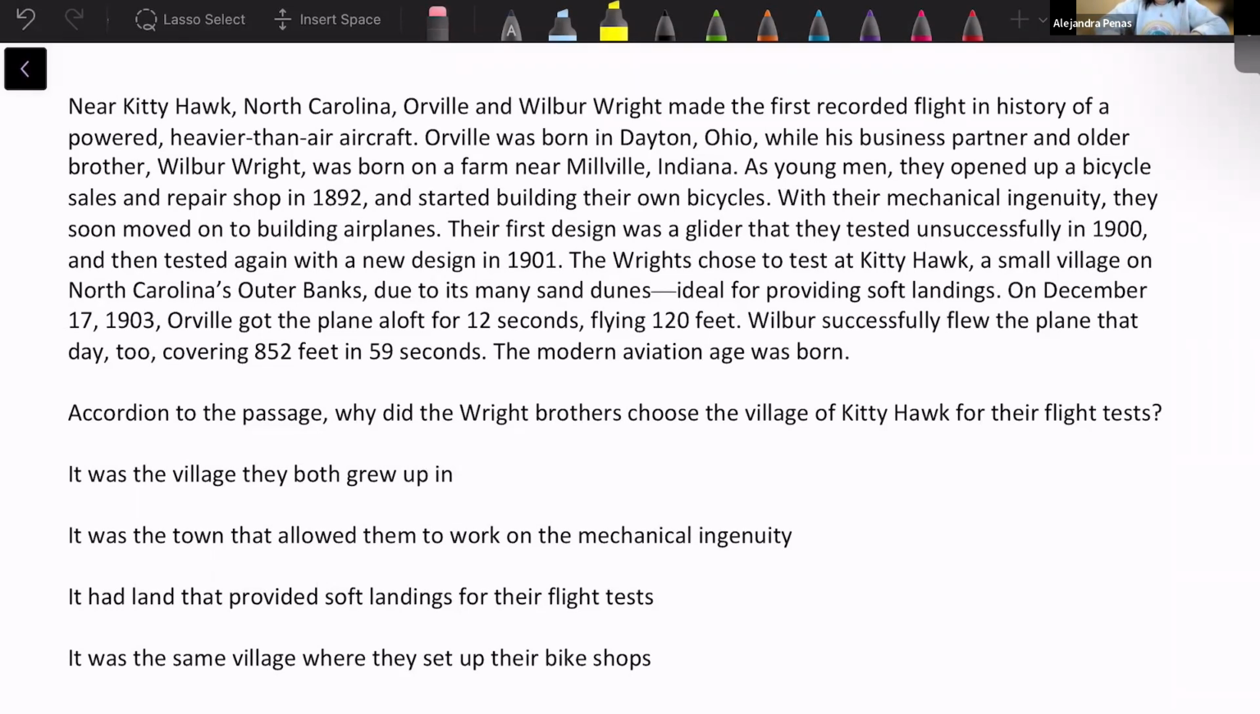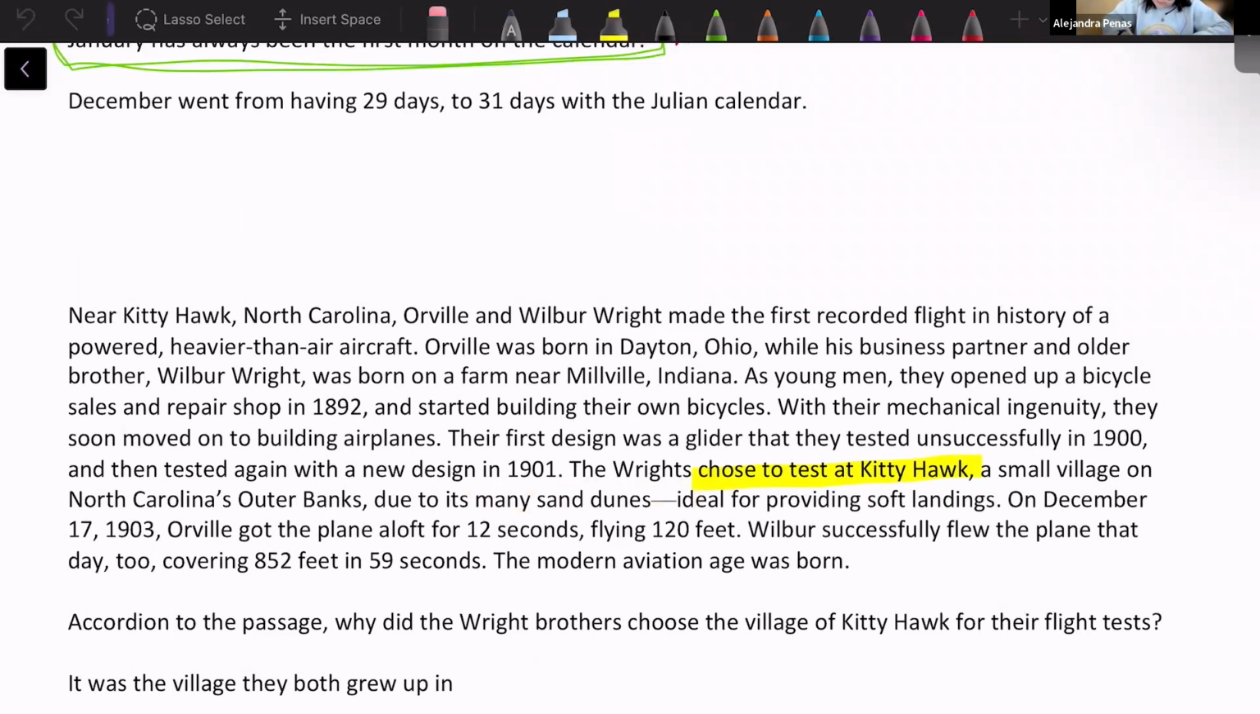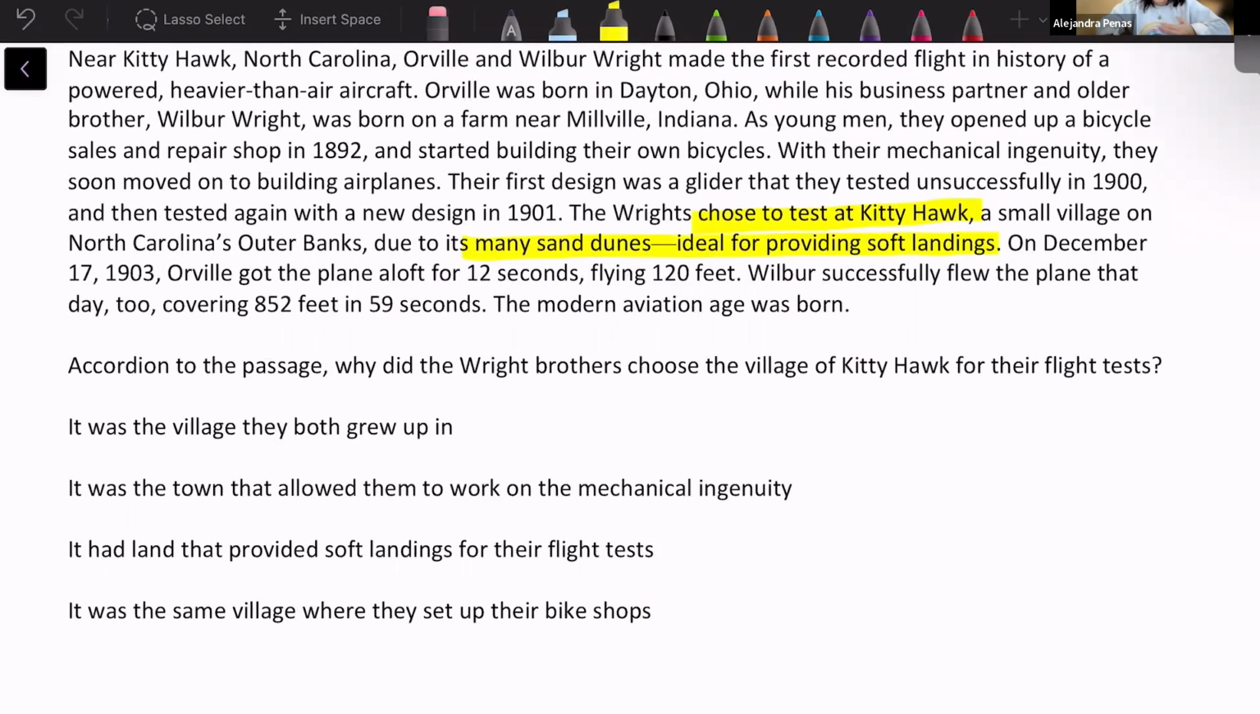I'm going to stop right there. That's the detail I was looking for. They chose Kitty Hawk because of many sand dunes, which was ideal for providing soft landings. Okay, my iPad is malfunctioning. So right there we have the answer. We just need to look for which one of these is obviously stating that.